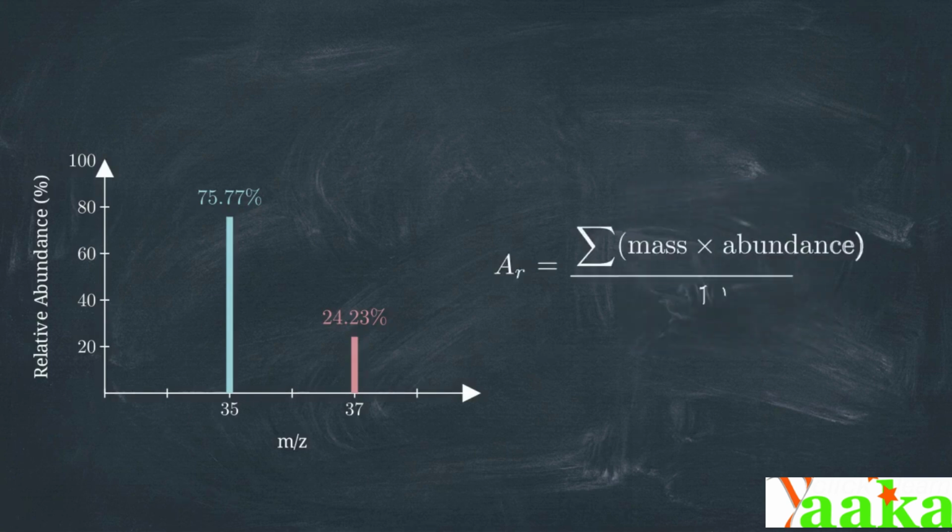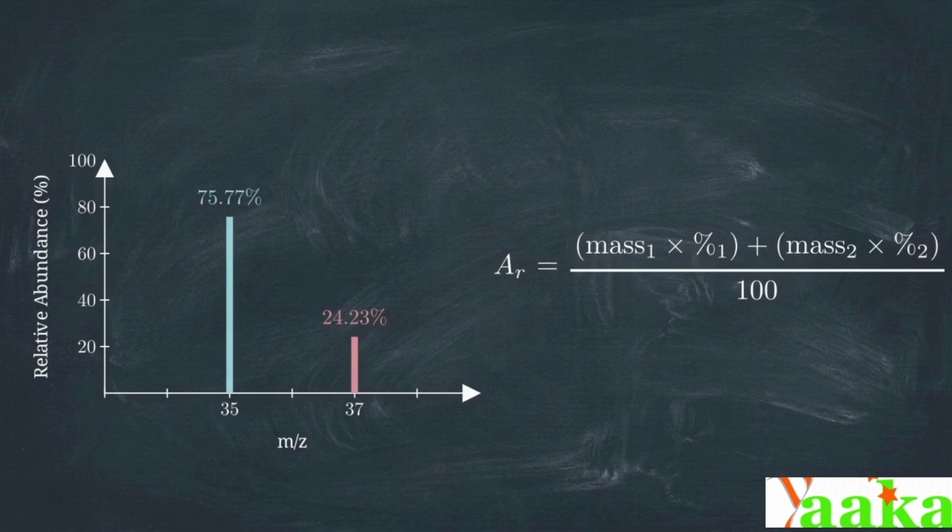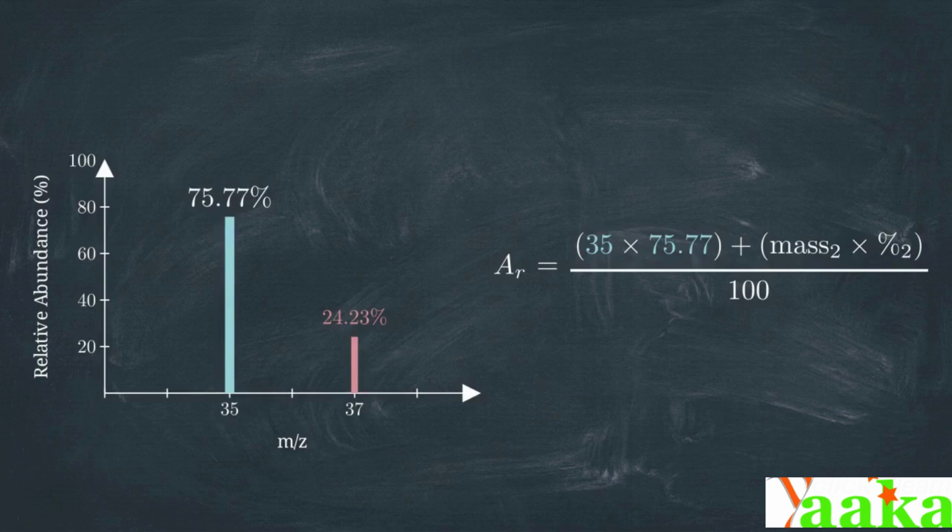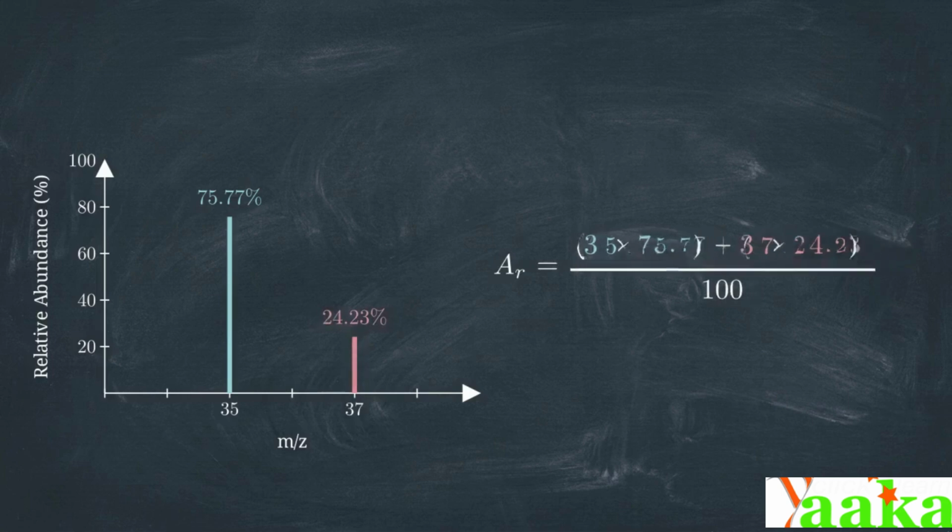To find that average, we take the mass of each isotope and multiply it by its natural percentage abundance. For chlorine, the mass 35 isotope makes up 75.77% of the sample, while the mass 37 isotope makes up the remaining 24.23. We multiply those values, add them together, and divide by 100.